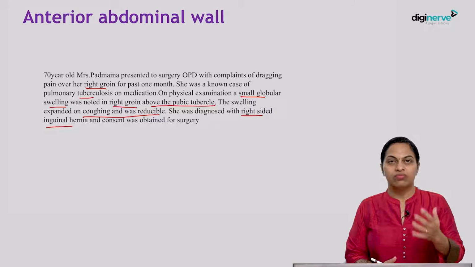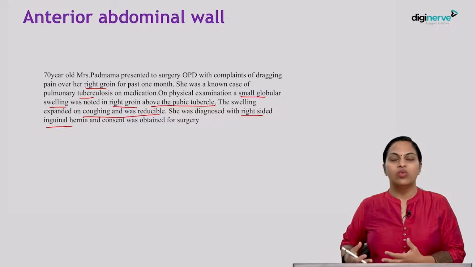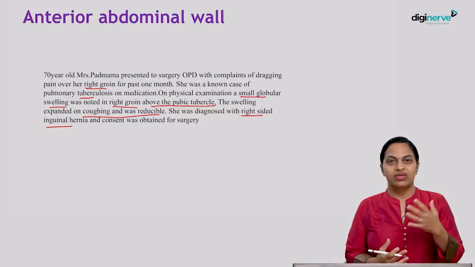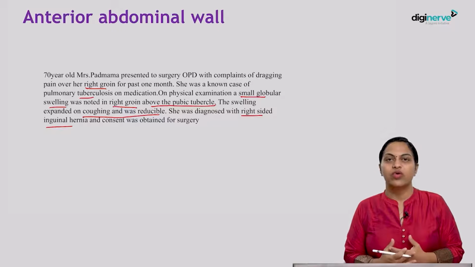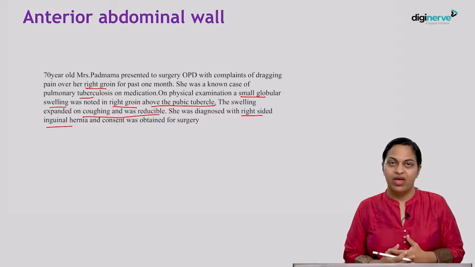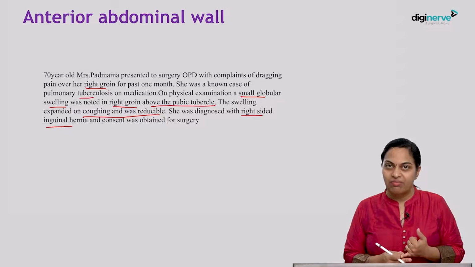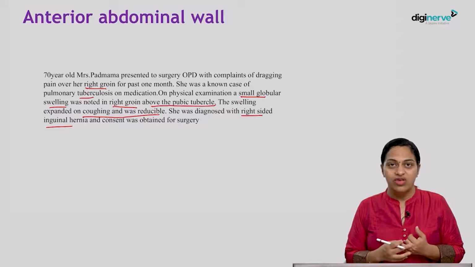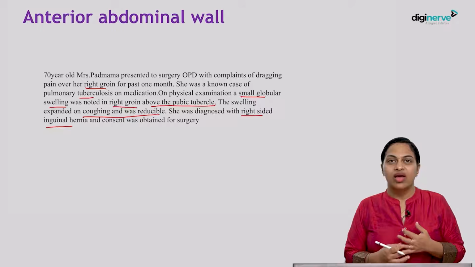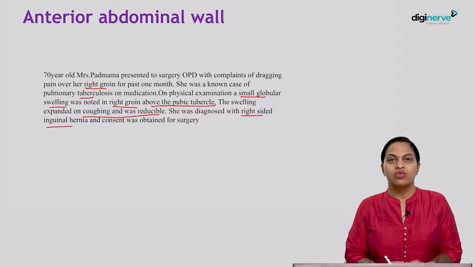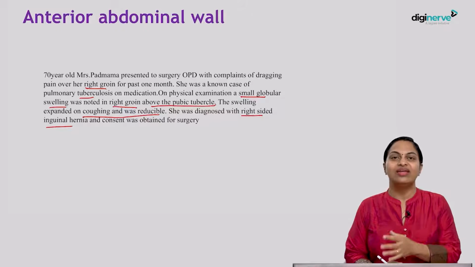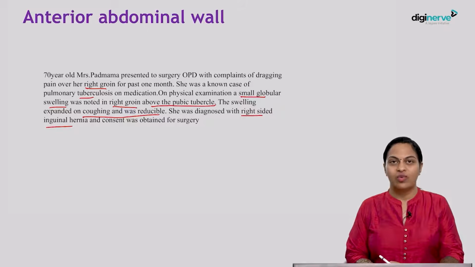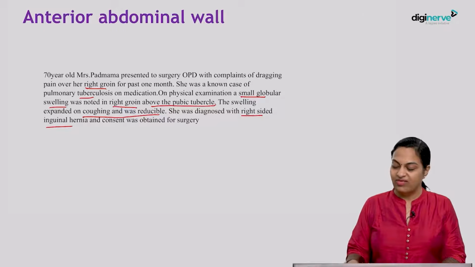Okay, so Mrs. Padmama, what was her problem? A swelling over the groin. So yes, and we have concluded it is going to be an inguinal hernia because of the dull aching pain and then a globular swelling over the right groin, and it was expansile on coughing. It was also reducible. So where is this hernia? In the inguinal region, and in detail in this session we'll be talking about the inguinal canal. Okay, so shall we start?